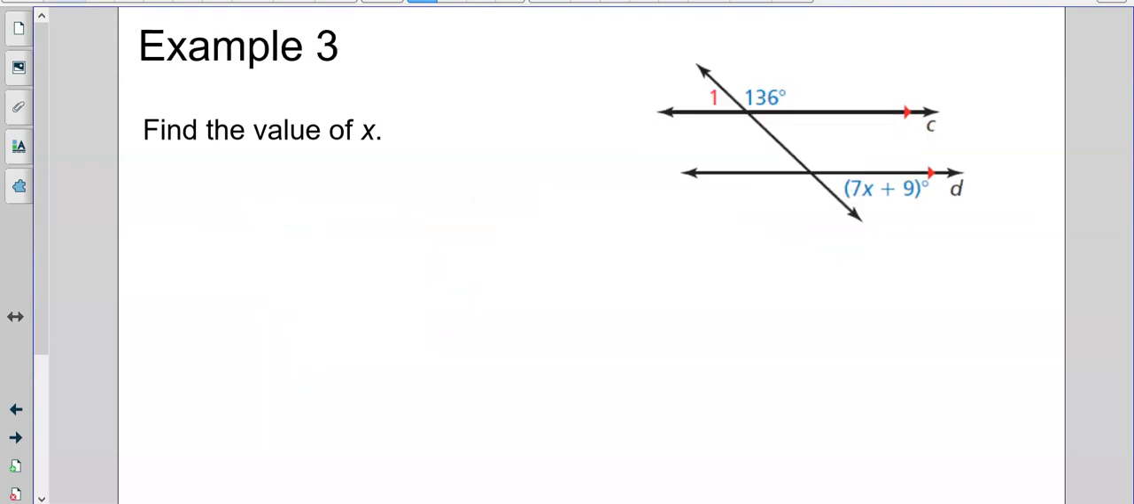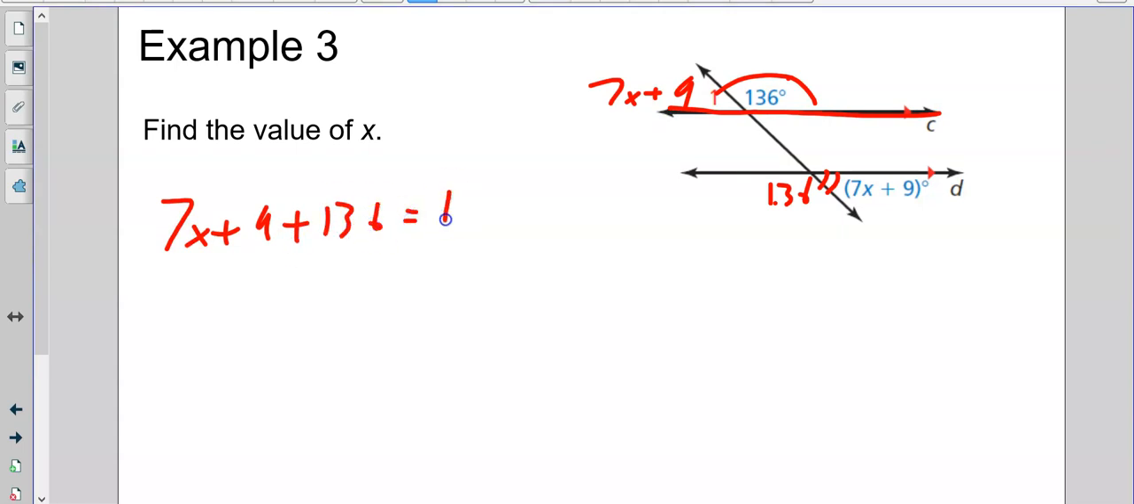Example 3. Okay. Again, notice, this is an obtuse exterior angle. This is an acute exterior angle. They're not the same thing. But there's a lot of ways to look at this. This we know is 136 because these two angles are alternate exterior. We also know that this up here, angle 1, is alternate exterior, so this is 7x plus 9. So there's multiple ways to look at these. But we know that these two angles together form a straight line, so therefore 7x plus 9 plus the 136 are supplementary.